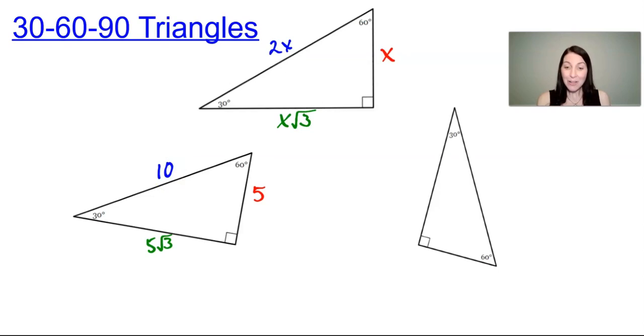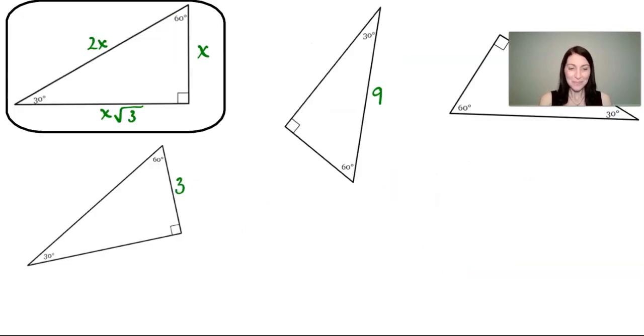All right, now let's say x was equal to 20. Then across from the 30, that side would be 20. Across from the 60, 20 root 3. And then the hypotenuse would be 40. And those are a couple of nice, easy examples. But I think we're ready for some more challenging ones.